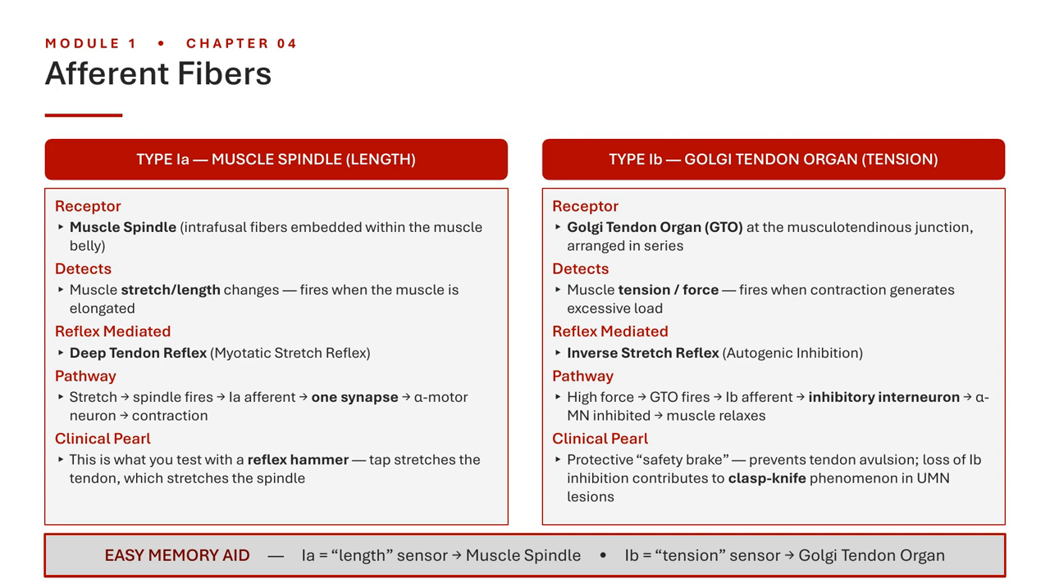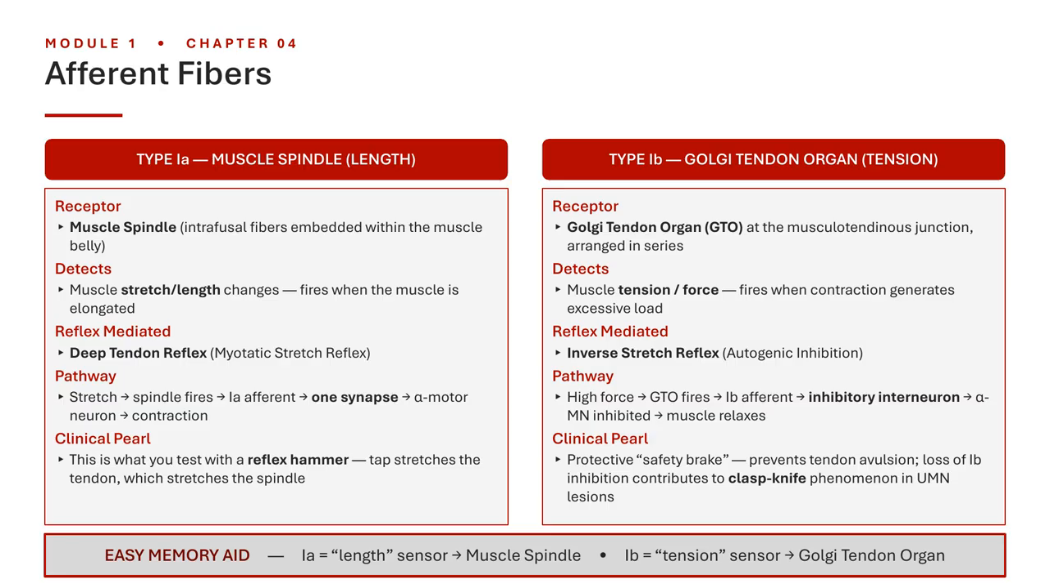Group 1A afferent fibers arising from the muscle spindle primary endings. The muscle spindle is a length detector. The receptor is the muscle spindle embedded within the muscle belly, running parallel to the extrafusal fibers. It detects changes in muscle length. Specifically, it fires when the muscle is stretched or elongated.